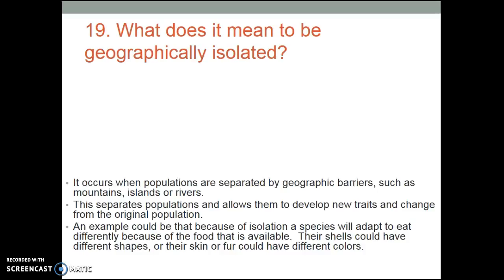What does it mean to be geographically isolated? Populations are separated by geographic barriers like mountains, islands, rivers. So the separation of populations allows development of new traits and changes among those populations. Here's an example. An isolated species will adapt to eat differently because of the food that's available. Certain shells of snails could be different shapes. Skin or fur could be different colors.